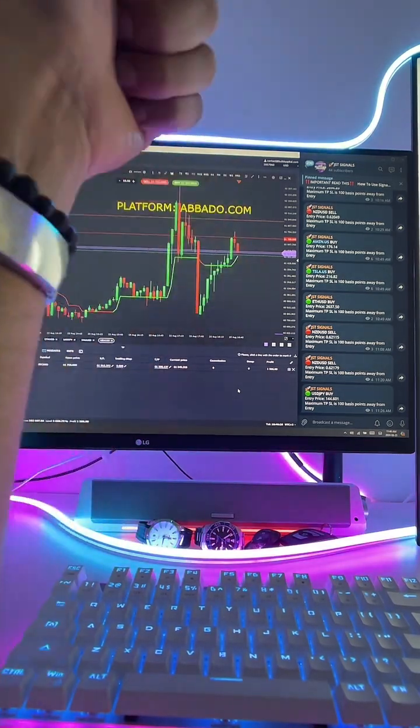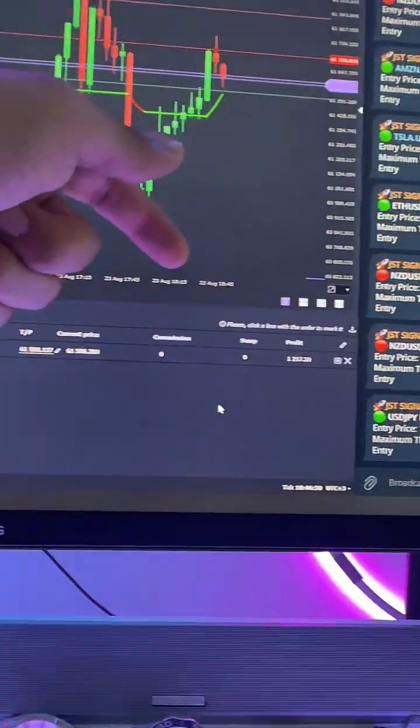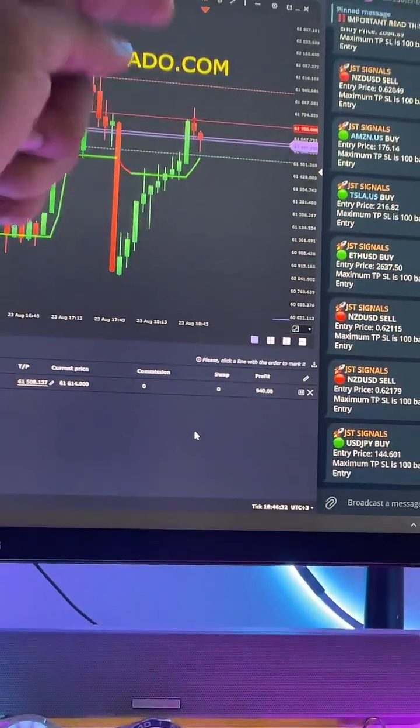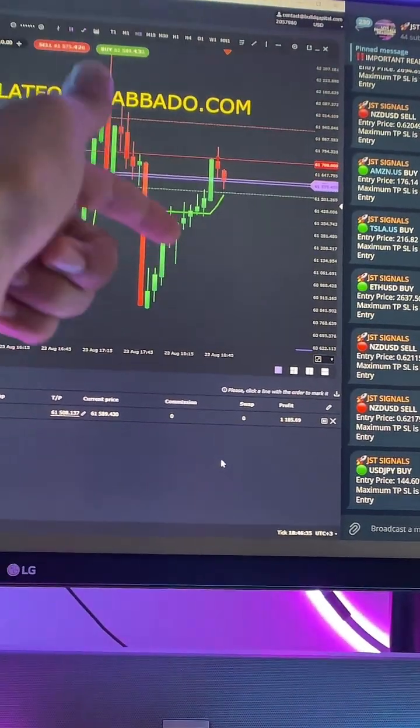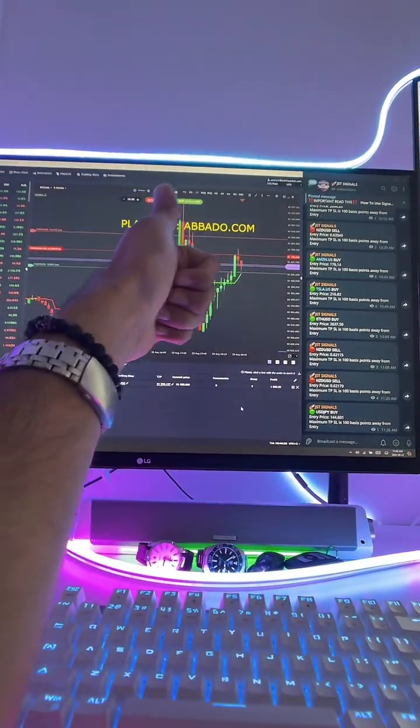Positron just hit take profit. Congratulations, Positron. I'm at about $1,500 in profit. So I'll be hitting my take profit soon, hopefully. So that is amazing. Congratulations to everybody who's following along.